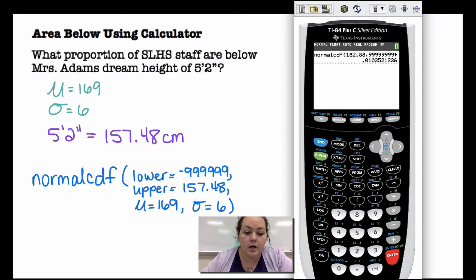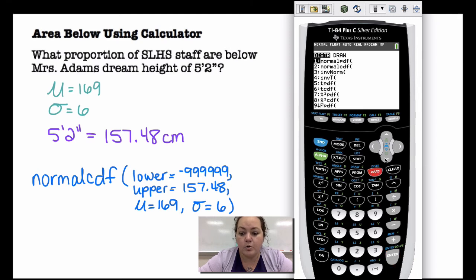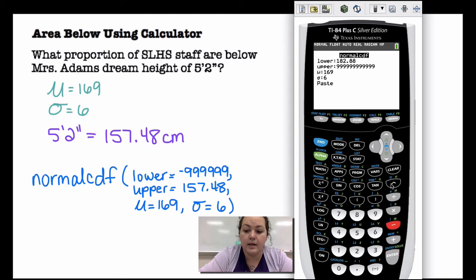Okay, in my calculator, I'm going to do a normal CDF. So I'm going to go to second VARS, a normal CDF. This is my distributions menu. This time, my lower bound, I want below Miss Adams' dream height, so my lower bound is going to be negative infinity, so negative 999999999. My upper bound is going to be 5 foot 2 inches in centimeters, which was 157.48. My mean is still 169, and my standard deviation is 6.